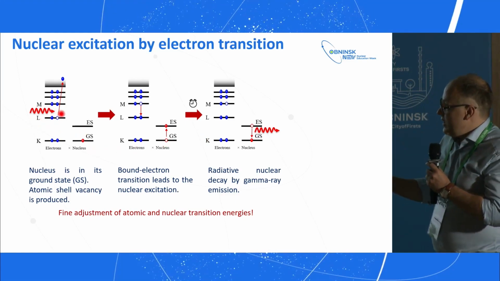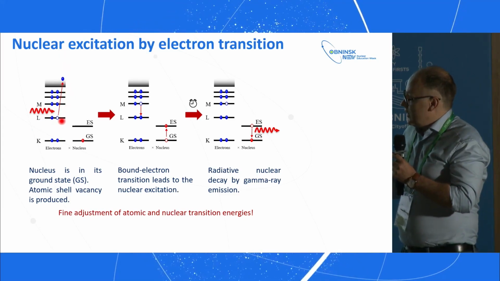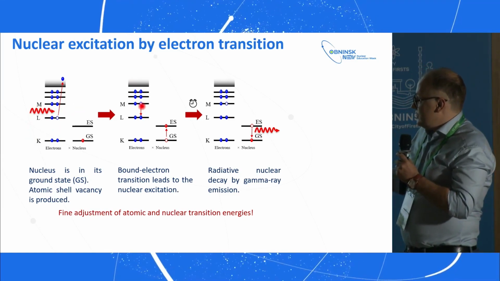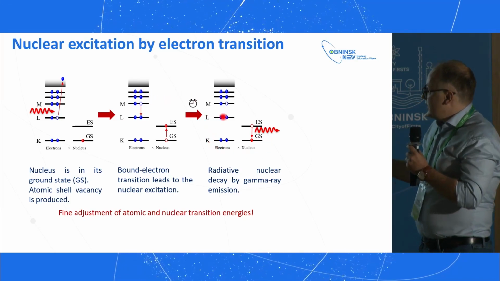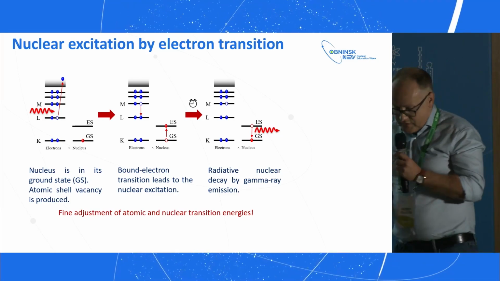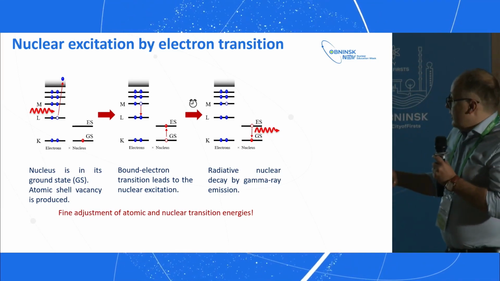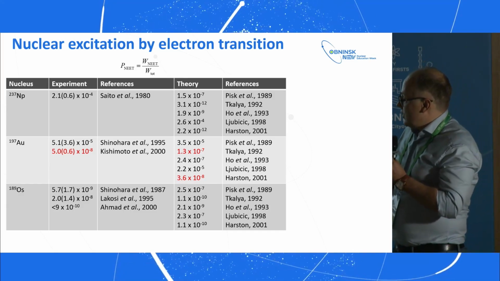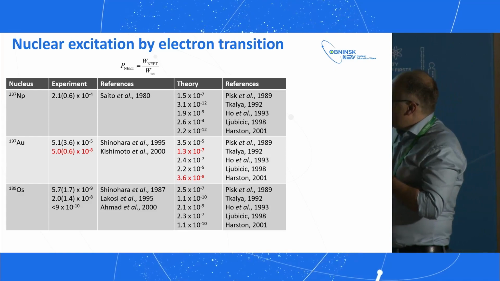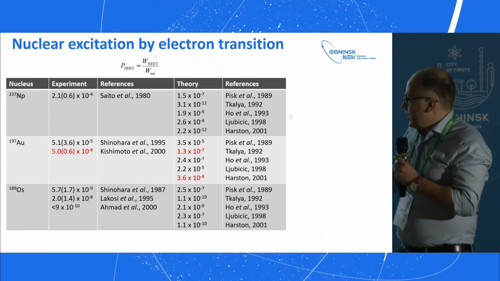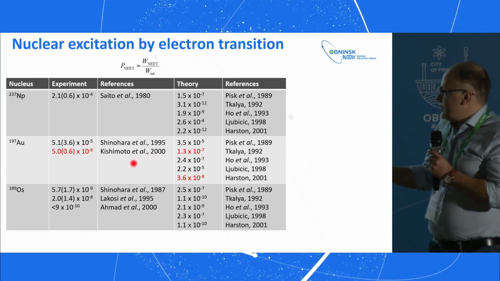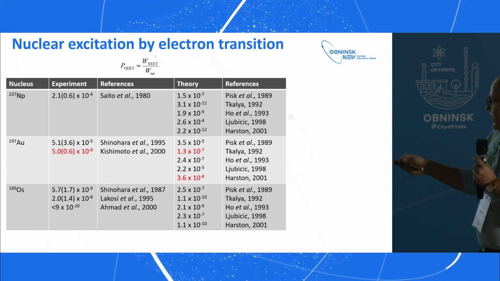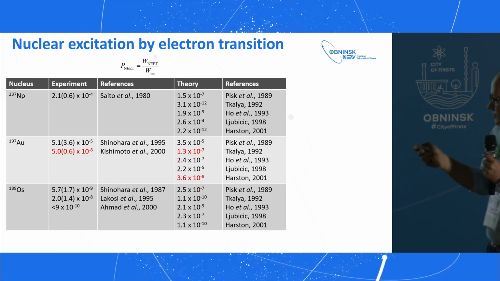So we shine X-rays and ionize one of the electrons in the core shells, and then a hole is created, and this hole is then de-excited by an upper electron, and the nucleus gets excited, and later we see the spontaneous emission of the nucleus. What kind of experiments and what kind of theory were measured and proposed for this mechanism? So actually there are several experiments in neptunium, gold, and osmium. But actually there is a problem in the theoretical description of this mechanism, and I will explain later why. So in red I just pointed out the most trustable values.